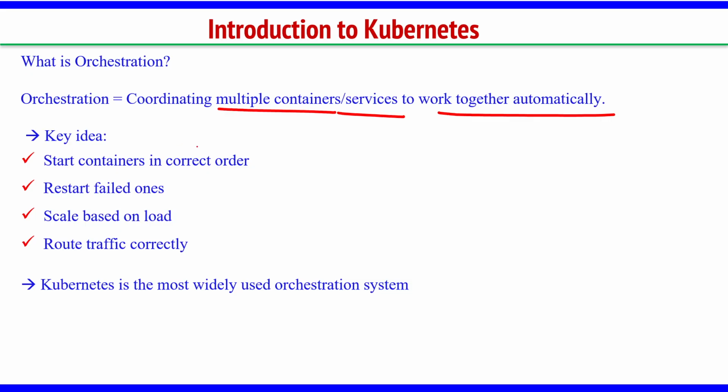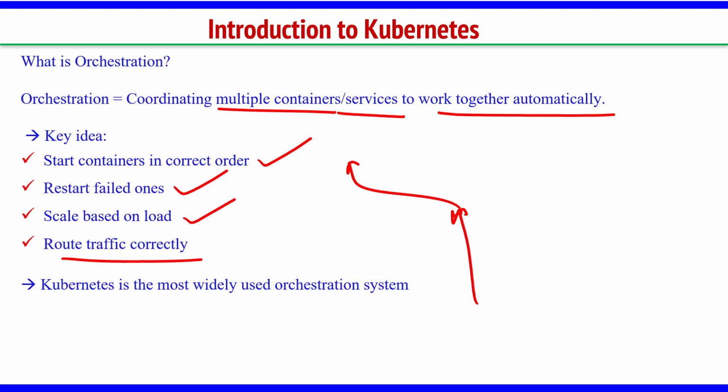What all can it do? Start containers in the correct order, one after the other. Restart the failed ones: if some container has failed for any reason, we have to restart it. Scale based on the load: when the load is high on the containers, we have to scale, which means increasing multiple copies or instances. And route traffic correctly: when a request comes, you have to send it to the corresponding service. For achieving this orchestration, Kubernetes is the most widely used orchestration system.